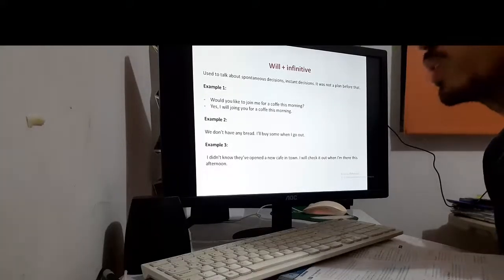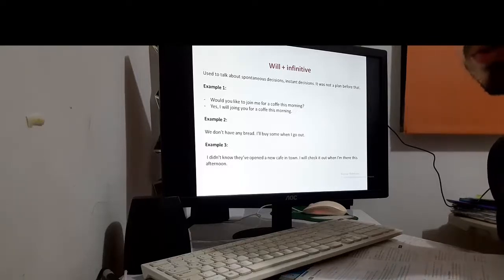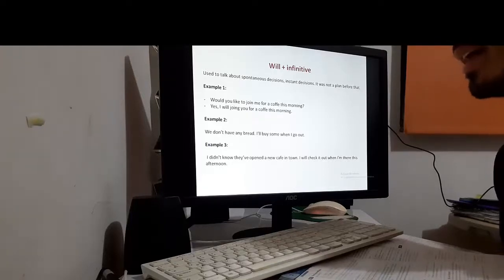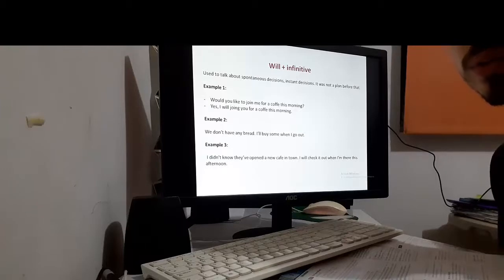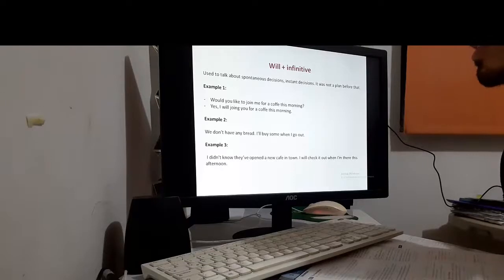Now we have will. When we talk about will, we are saying that we are going to do something spontaneous. It's something that is not planned. It's something that you are not thinking about. It's something that is spontaneous. You decided in this moment, in this instant.